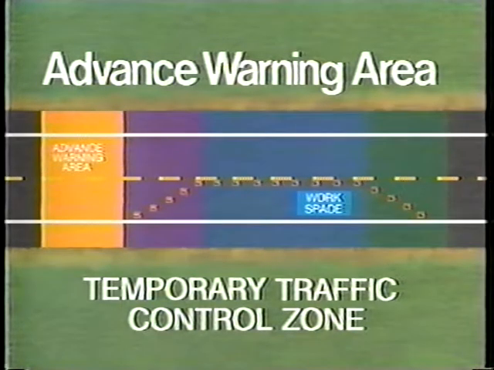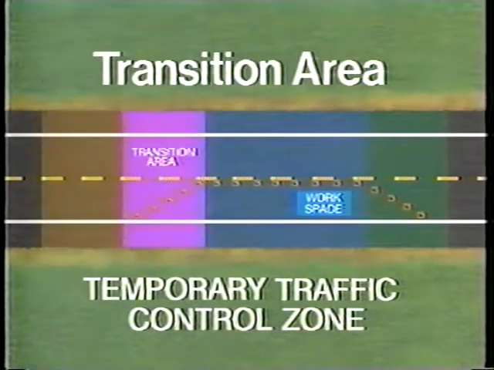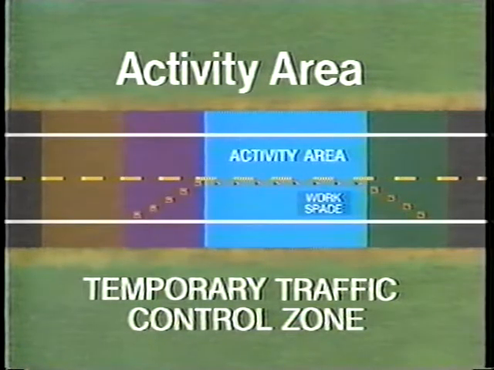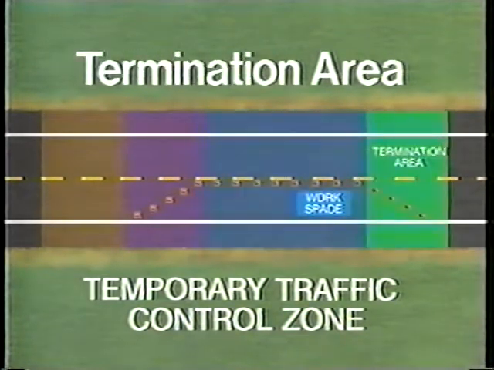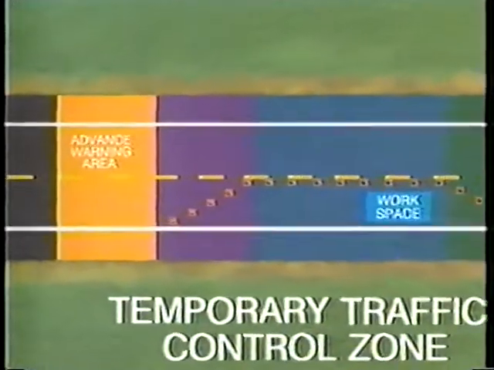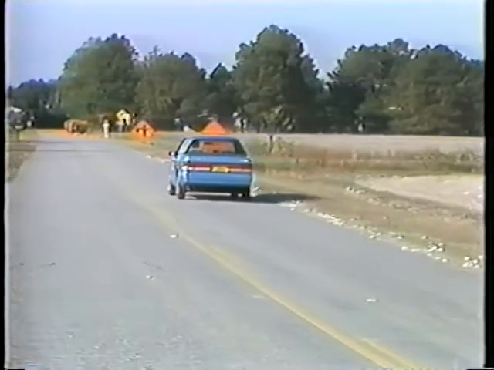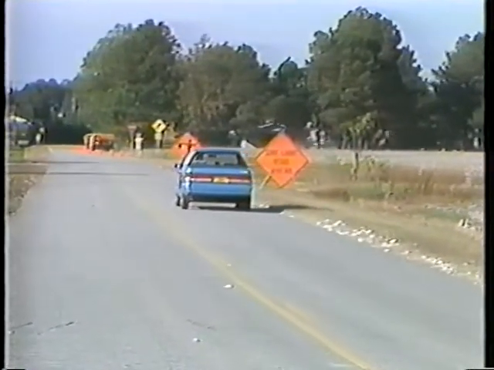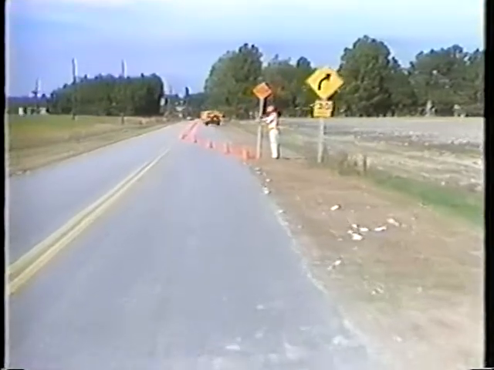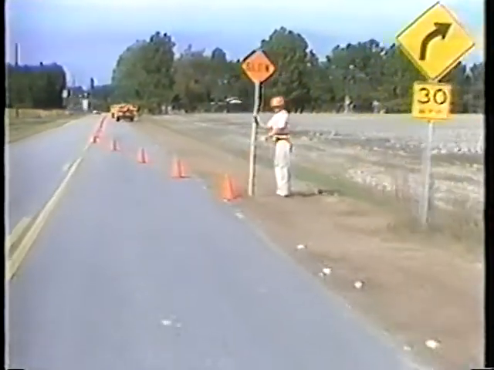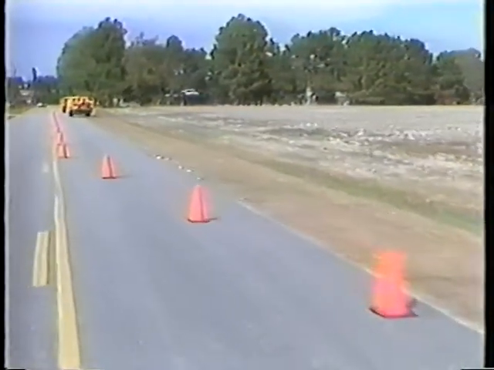Advance warning area, transition area, activity area, and termination area. The advance warning area prepares drivers and alerts them to what's coming. An advance warning area is necessary for all traffic control zones because drivers need to know what to expect. Before reaching the work area, drivers should have enough time to adjust their driving patterns.